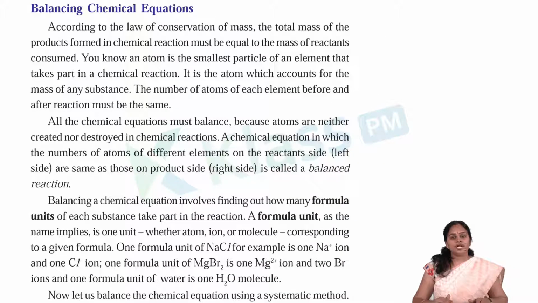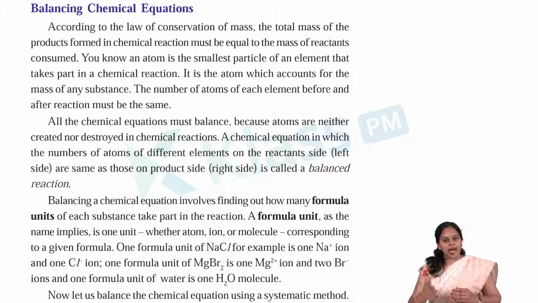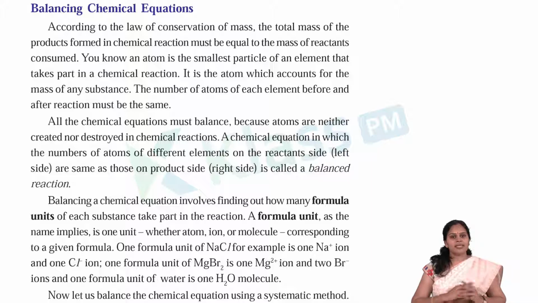Now we understood how to write the chemical equation, and we have an idea about what balancing of an equation is. It is nothing but having the same number of atoms on the left side and the same number of atoms on the right side. Let us see in a step-by-step way how to balance an equation. Law of conservation of mass. The total mass of the products formed in a chemical reaction must be equal to the mass of reactants consumed. This we understood.